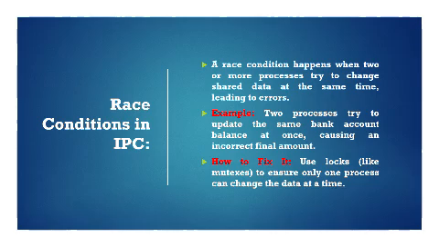Race condition in IPC. A race condition happens when two or more processes try to change shared data at the same time, leading to errors. Example: multiple users withdraw money from the same bank account simultaneously. Solution: using locks and synchronization techniques. Key takeaway: proper synchronization prevents deadlock and race condition.